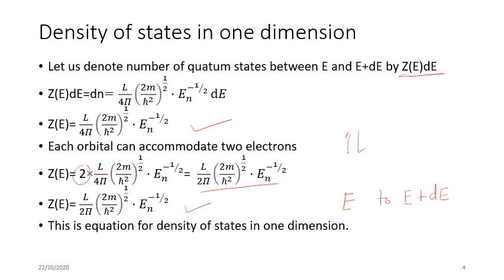If you see this equation carefully, you can find it out. L upon 2 pi, this is, you can say, the dimension of the potential well, 2m upon h cross square raised to 1 half into E raised to minus 1 half. So the only factor on which it is dependent is n. If the value of n is known, we can calculate the energy eigenvalues, and if we substitute these values in this equation, we can find out the number of energy states between E and E plus dE.